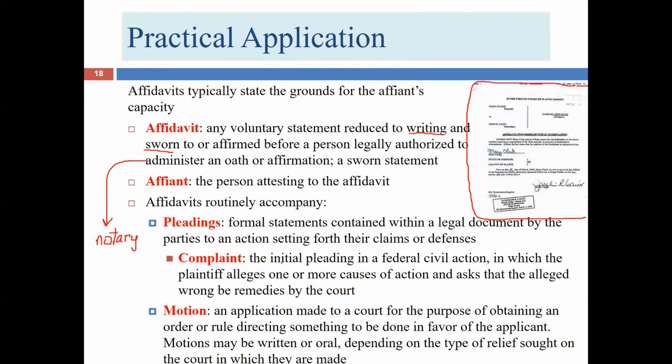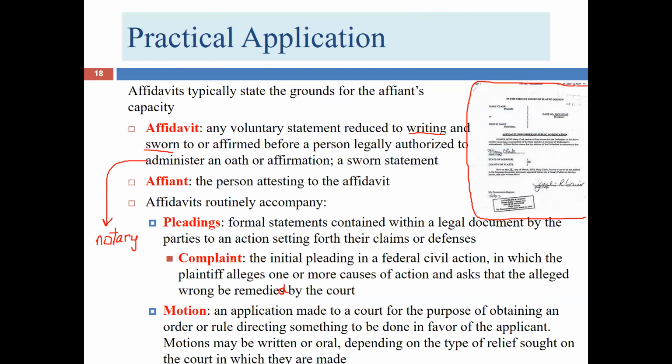So what is a complaint? The initial filing in a federal civil action in which the plaintiff alleges one or more causes of action and asks that the alleged wrong be remedied, sorry, typo here, by the court. So we also have an answer. The answer is the other big pleading. That's, of course, something filed by the defendant in response to the complaint or to the petition. In other words, it answers the complaint or the petition.